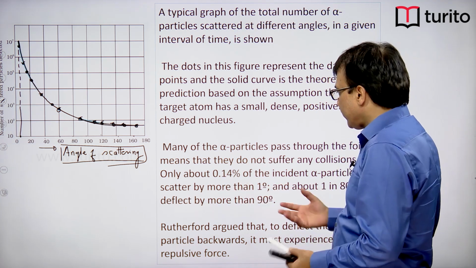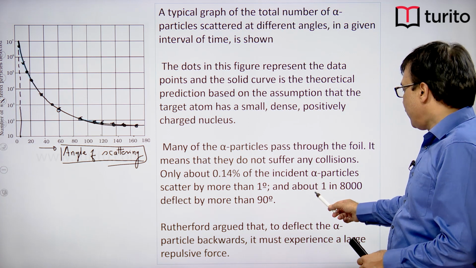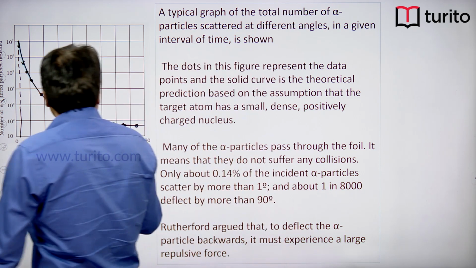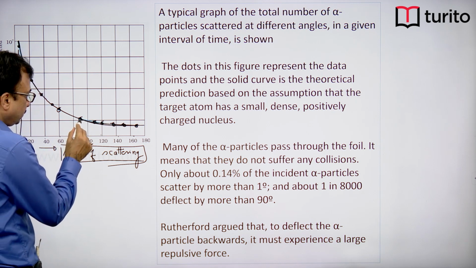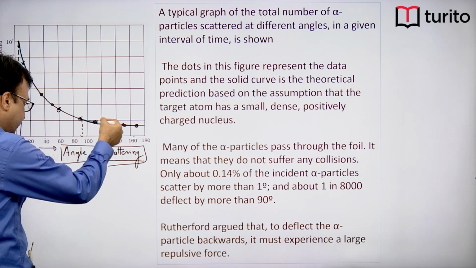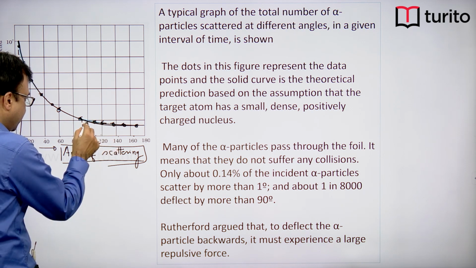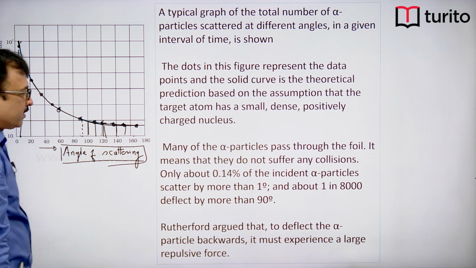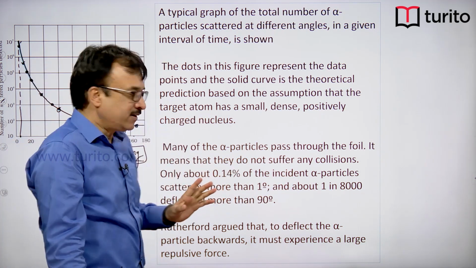0.14% of the incident alpha particles scatter by more than 1 degree, and this is a very important thing, and about 1 in 8,000 are deflected by more than 90 degree. So, if you want to check how many particles are deflected at 90 degree or more than 90 degree, you see that the height of these points from the x-axis is very less. So, this number is very less as compared to this number. Okay. So, there are very few particles, that is 1 in 8,000, which are scattered at an angle of more than 90 degree.